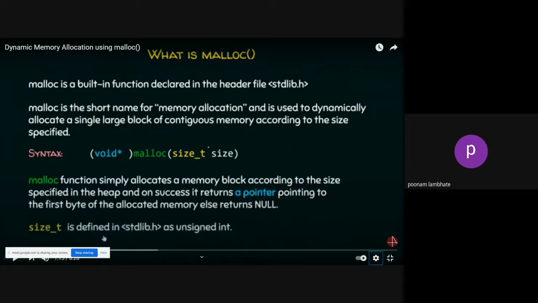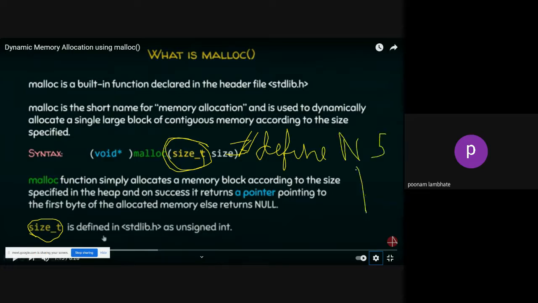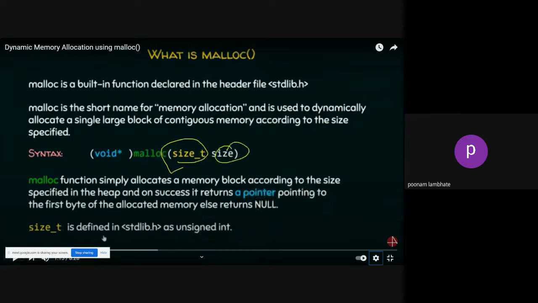Now what is this size_t? This size_t stands for unsigned int. You can consider it like when we write #define N 5, wherever we use the capital N, it gets replaced with its value 5. Similarly, you can consider size_t. It stands for unsigned integer, meaning size_t is the data type of this size parameter.